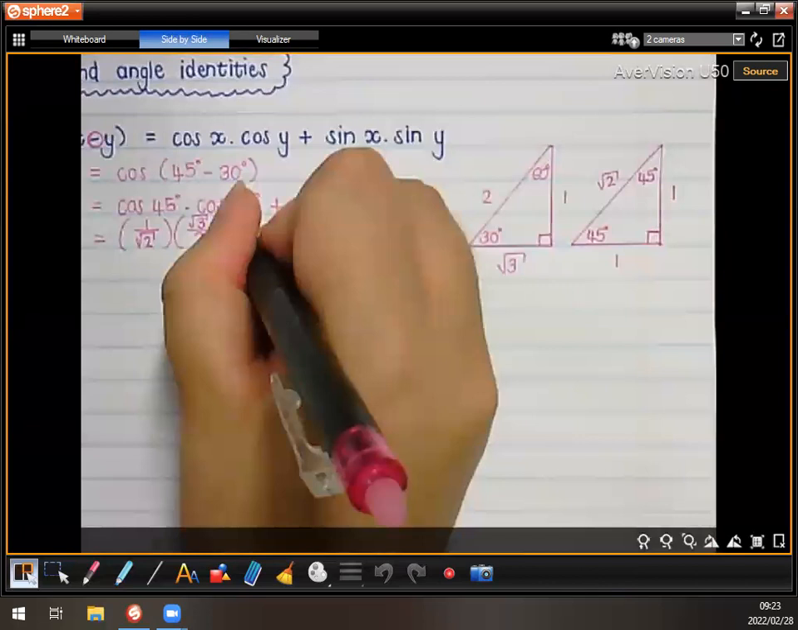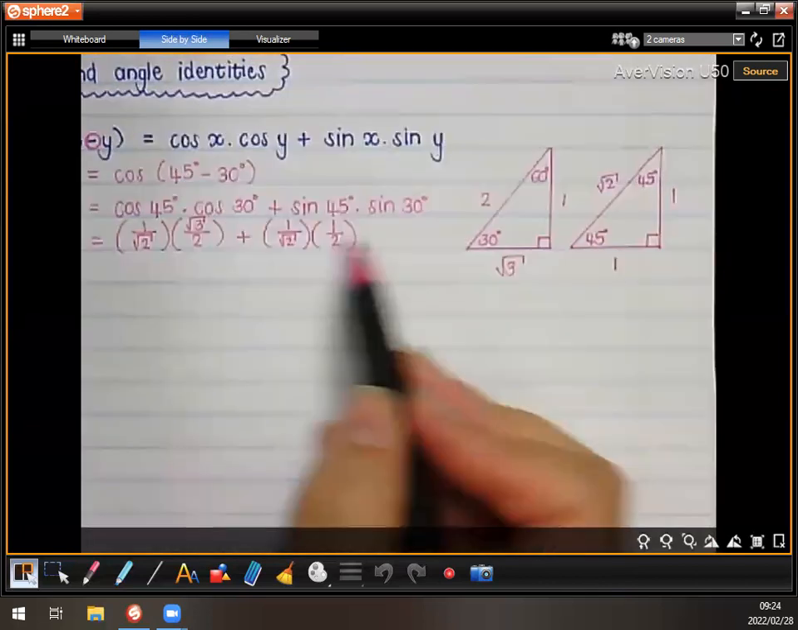Okay, now we can use these triangles to write these actual values down. So cos 45, you can look at either one of the 45-degree angles. Cos is adjacent over hypotenuse, so 1 over root 2, times cos 30. Now we're looking at the 30-degree angle. Remember, cos is adjacent over hypotenuse, so root 3 over 2.